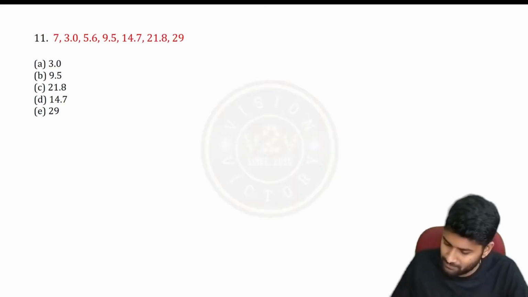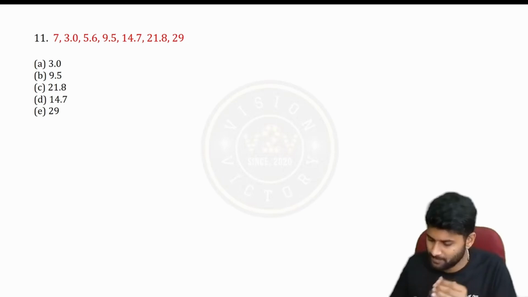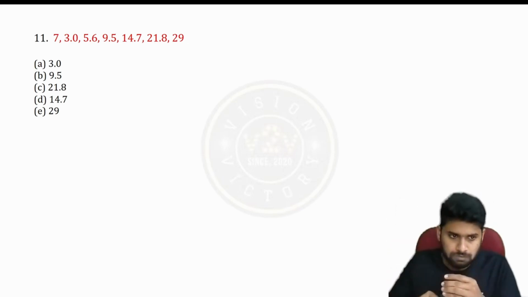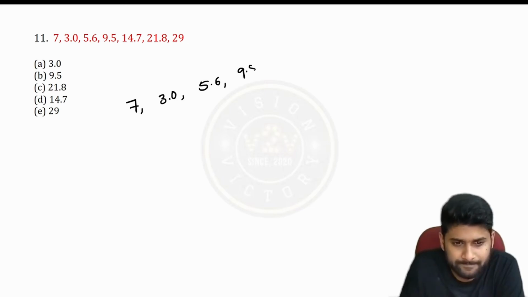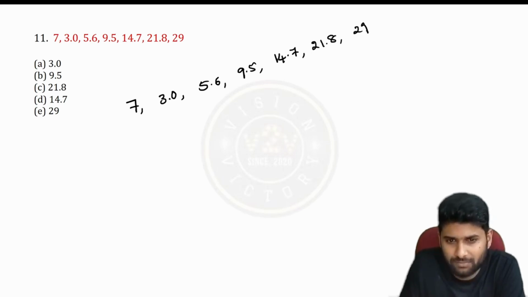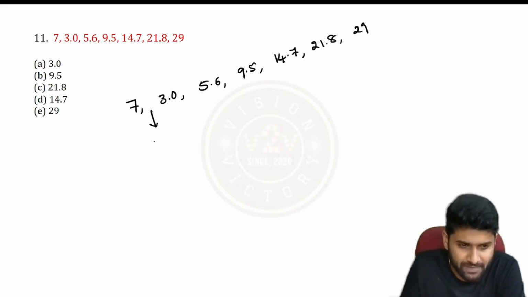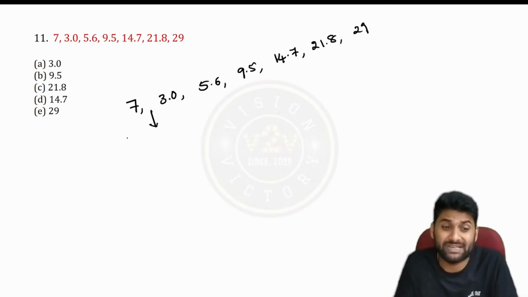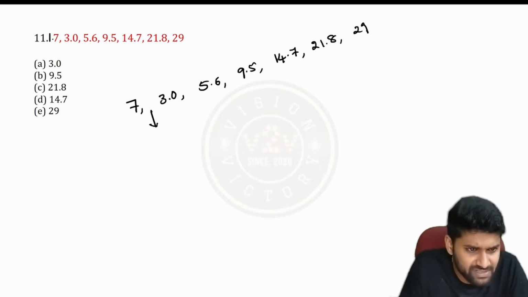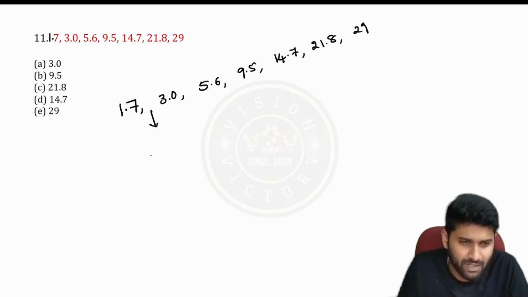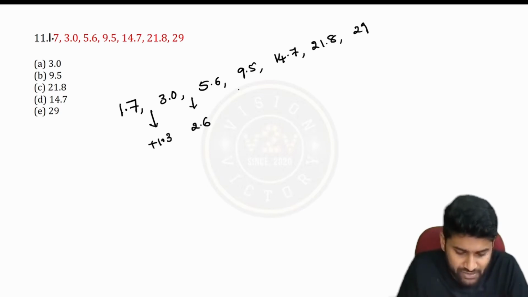Question number 11. Out of all these numbers, which one is the wrong number? Again, see, it's increasing. 1.7 becomes 3.0. Guys, sorry, this is not 7, it's 1.7. Now it is increasing exactly 1.3 units. Next one, see, it's increasing 2.6 units.